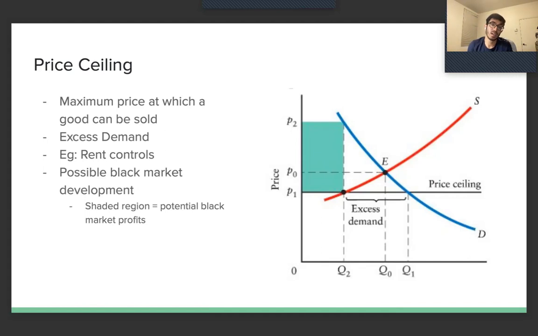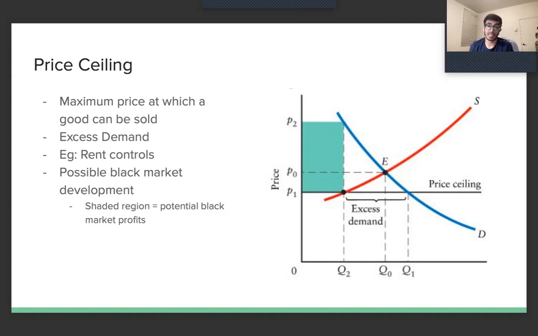Similarly, we have price ceiling. Again, in literal terms, it's not a ceiling because it's below the equilibrium, but from a logical perspective, it's the maximum price at which a good can be sold, so you can't go above a ceiling. So that's why it's called a price ceiling. And this creates an excess demand, similar to what we saw in the market equilibrium graph. And an example would be rent controls. But this can lead to a possibility of black markets.